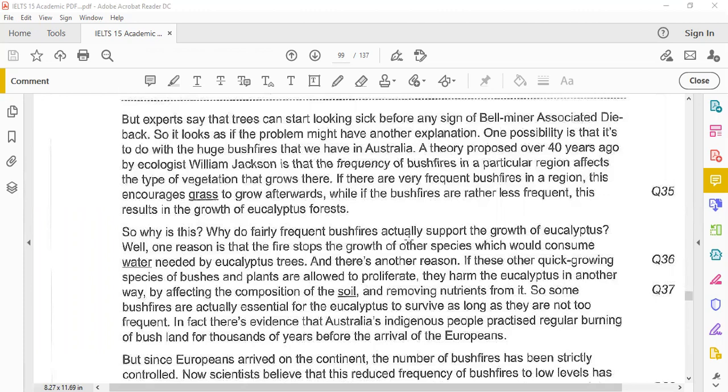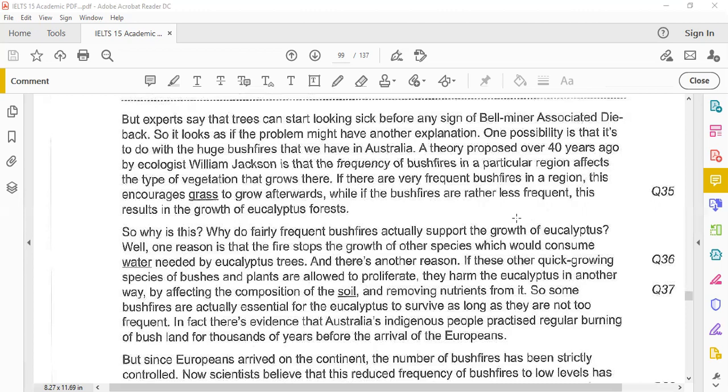But experts say that trees can start looking sick before any sign of bell miner associated dieback. So it looks as if the problem might have another explanation. One possibility is that it is to do with the huge bushfires that we have in Australia.